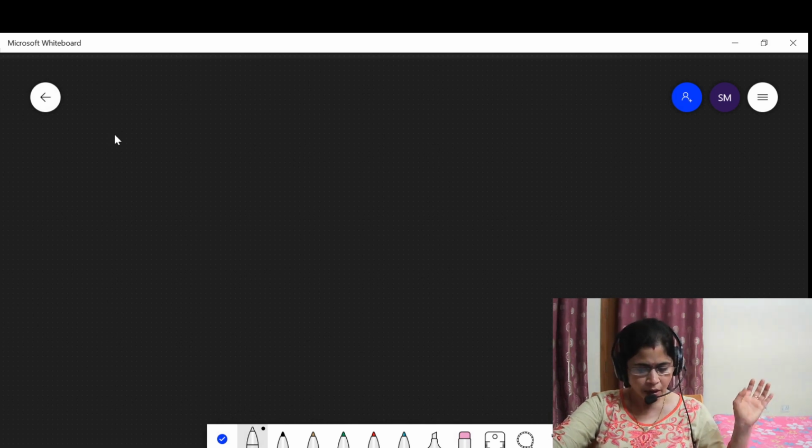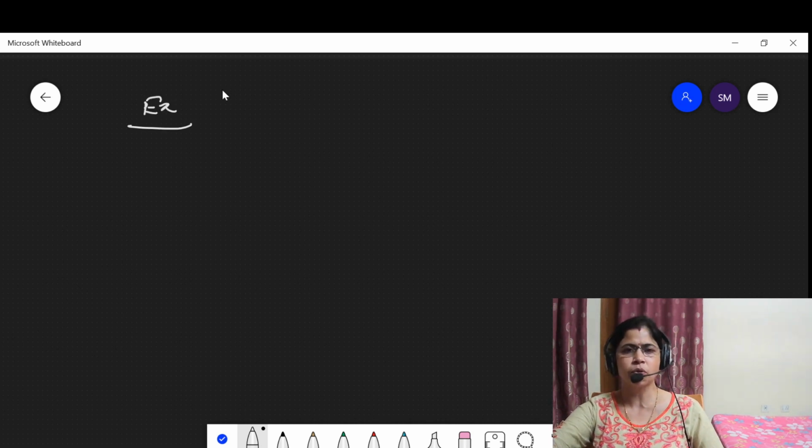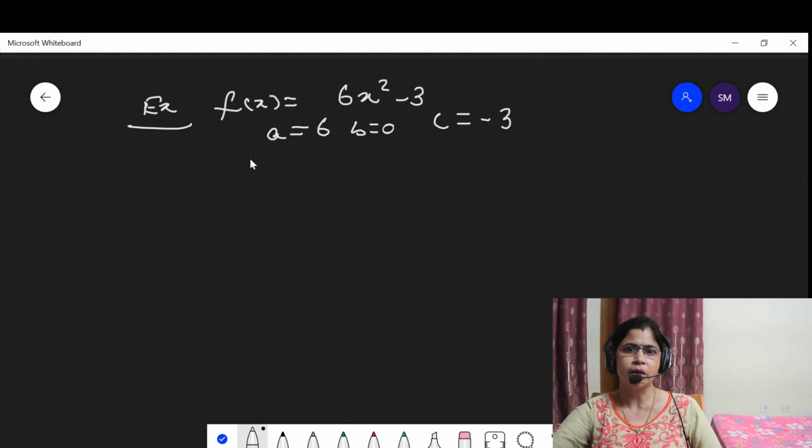Now take another example. Here another example says that f(x) is given here. In another example, we also verify the relationship between alpha and beta. Here also f(x) is equal to 6x square minus 3. Then a is equal to 6, b is equal to 0 and c is equal to minus 3. Then alpha plus beta is equal to minus b by a, which is equal to 0 upon 6, means 0.